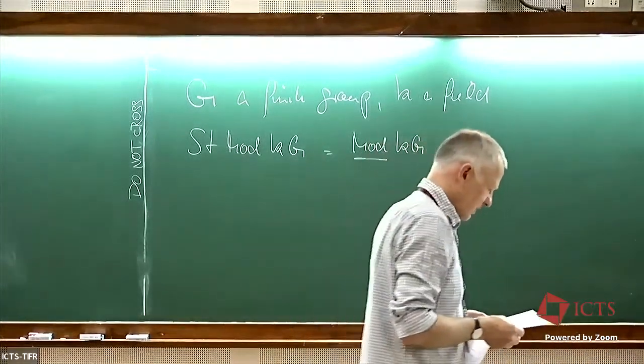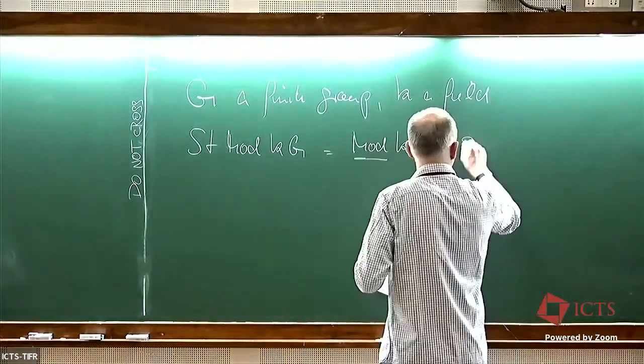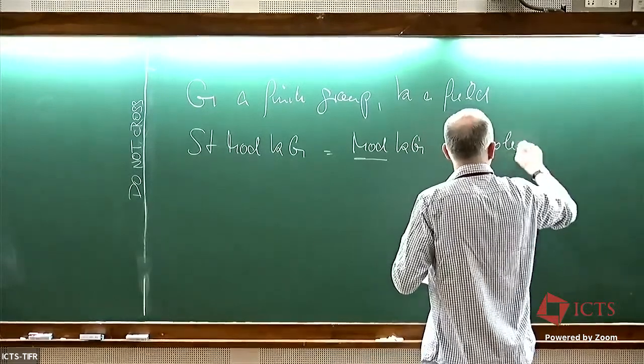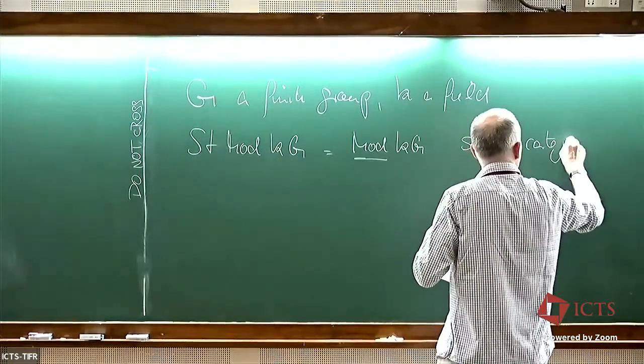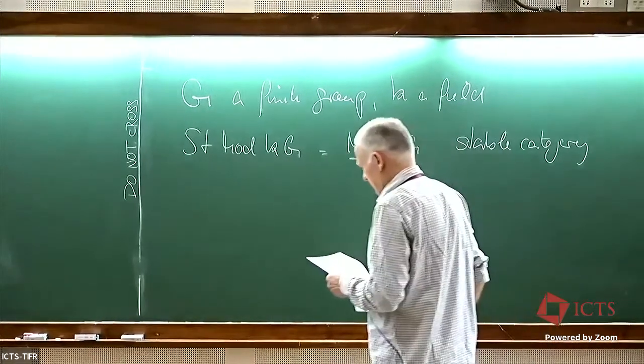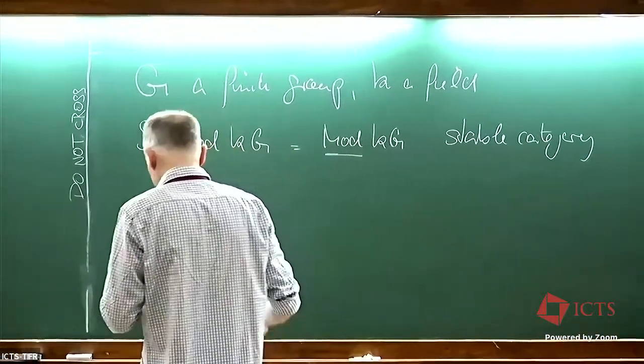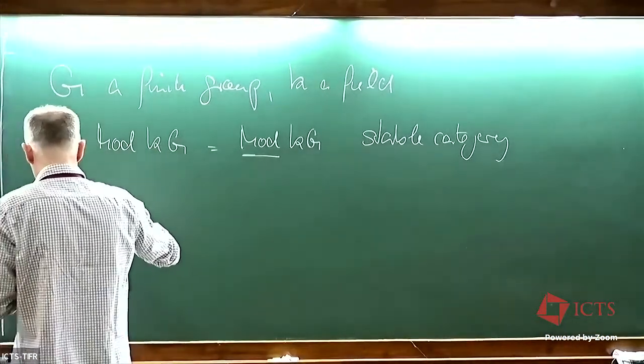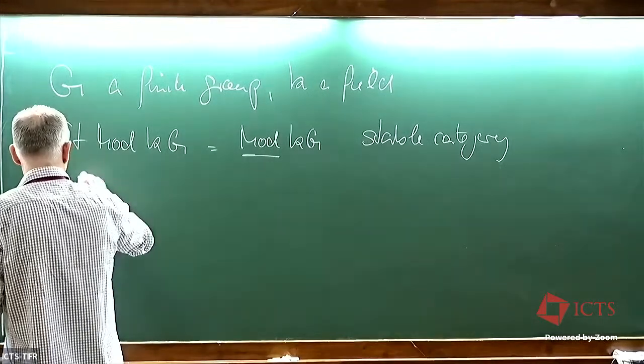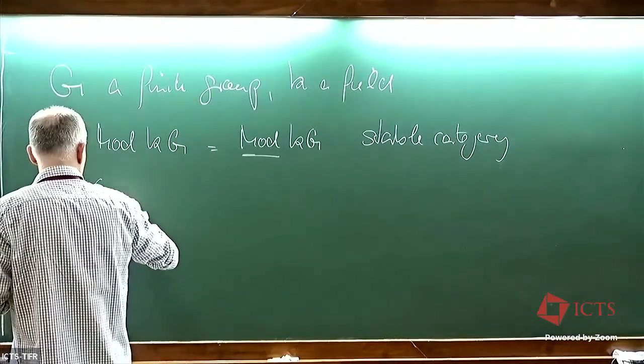We get a triangulated category. So this is a stable category, and stable module category. And we have the group cohomology acting.